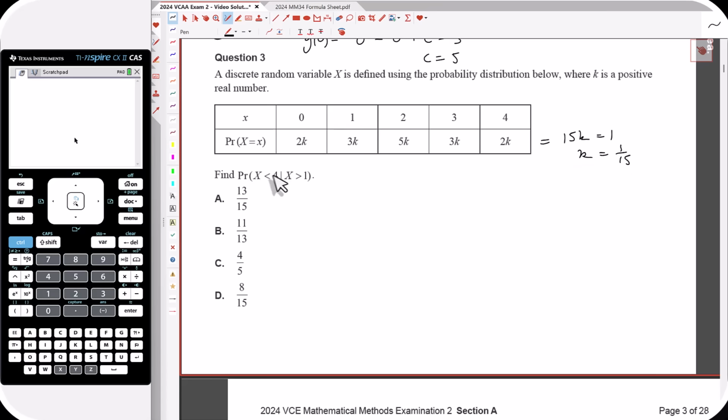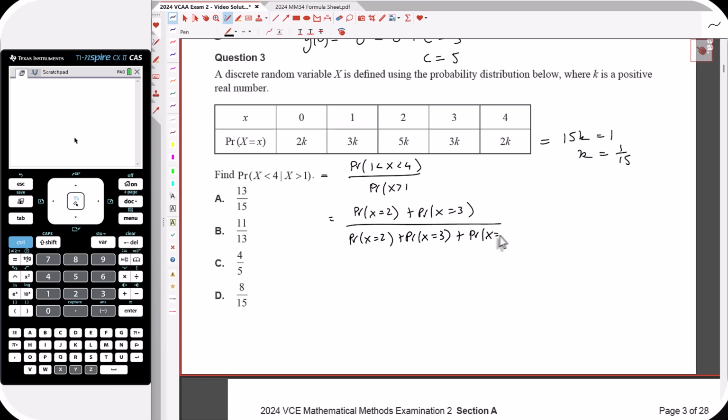So if we're finding the probability that x is less than 4, given that x is greater than 1, that's the probability of x being less than 4 and greater than 1. So therefore, that is x between 1 and 4, not inclusive, over the probability x is greater than 1. So that is probability that x equals 2 plus the probability that x equals 3 over probability that x equals 2 plus probability that x equals 3 plus the probability that x equals 4. So because there's going to be k in everything, the k's are going to cancel out anyway, so you actually don't need to find what k is.